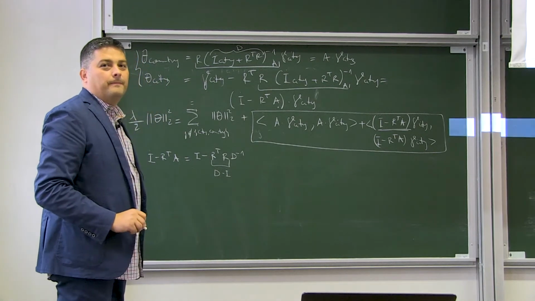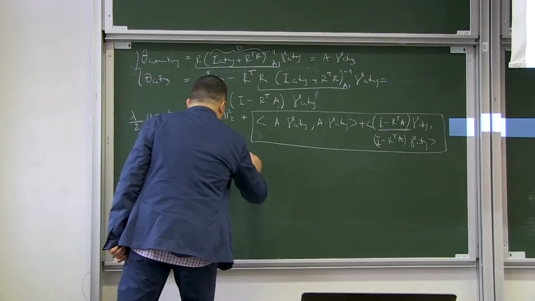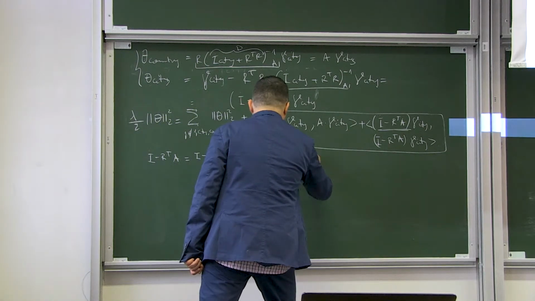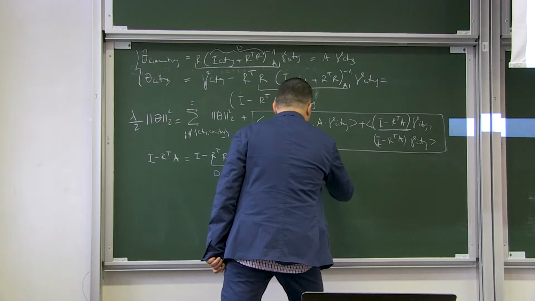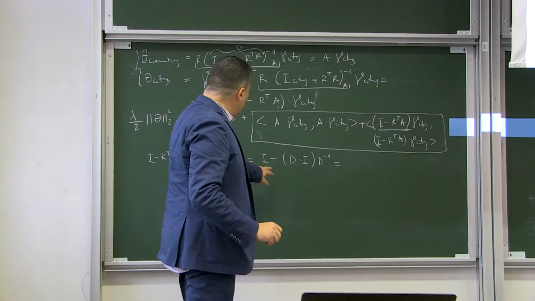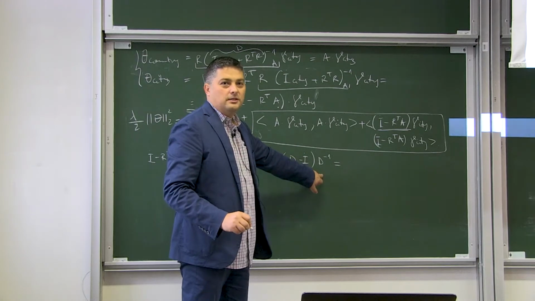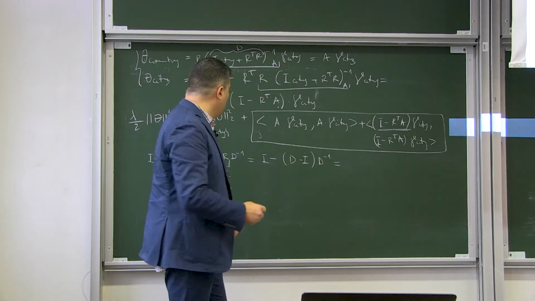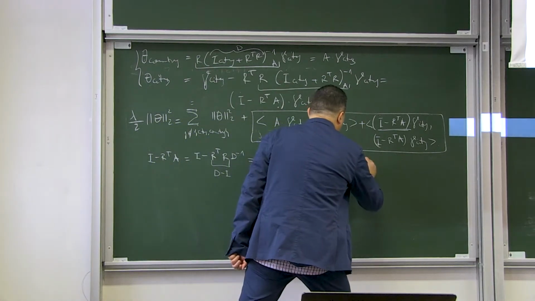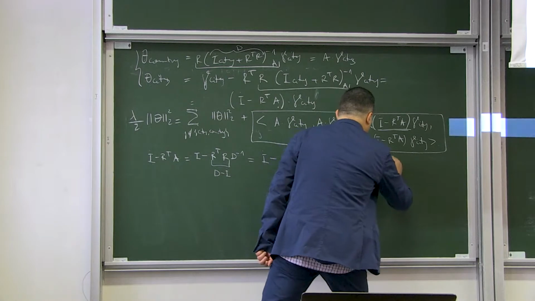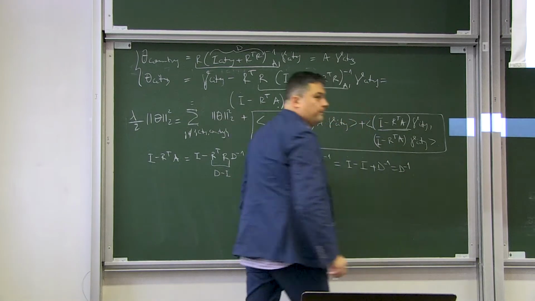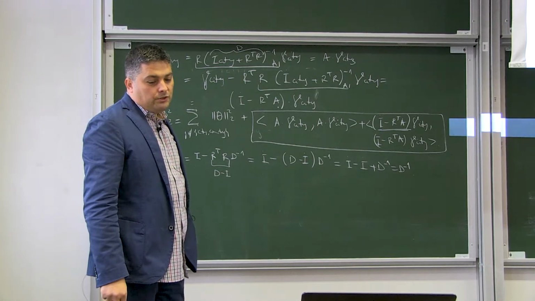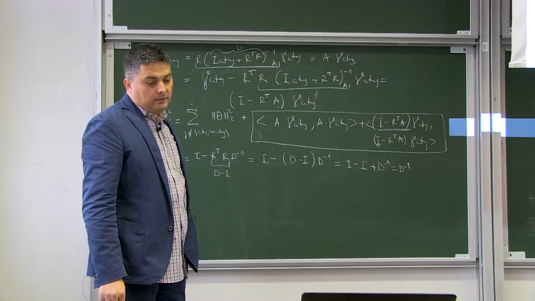Do you agree? So this means we get I minus D minus I times D to minus 1, which is, D times D minus 1, this is identity, yeah? And I times D minus 1 is D minus 1. So we have something like I, identity minus identity, plus D to minus 1, which is D to minus 1. Okay? So this is one part.